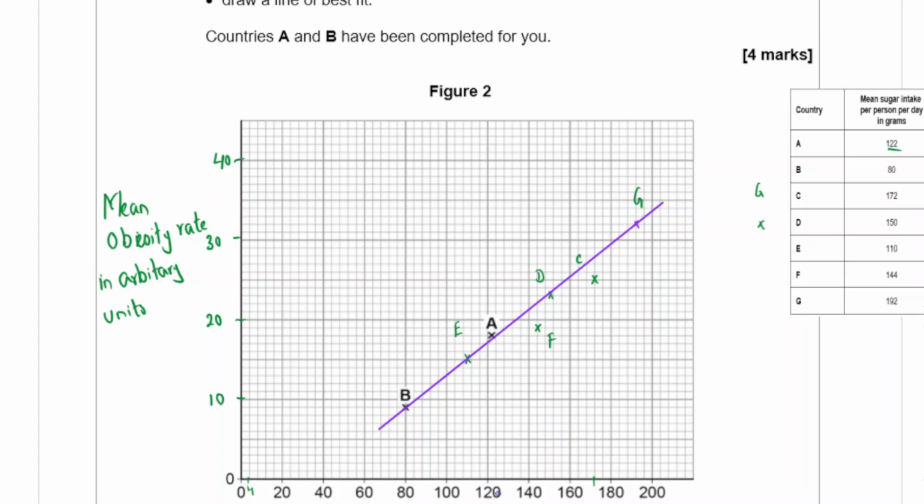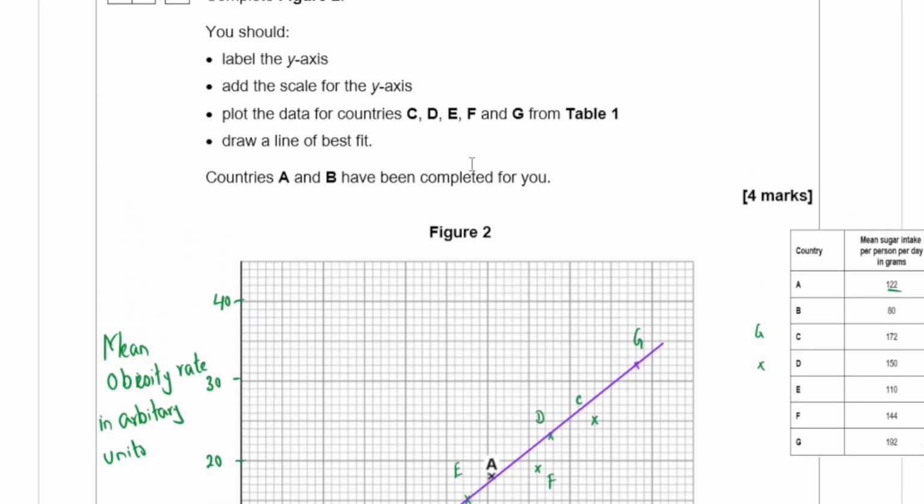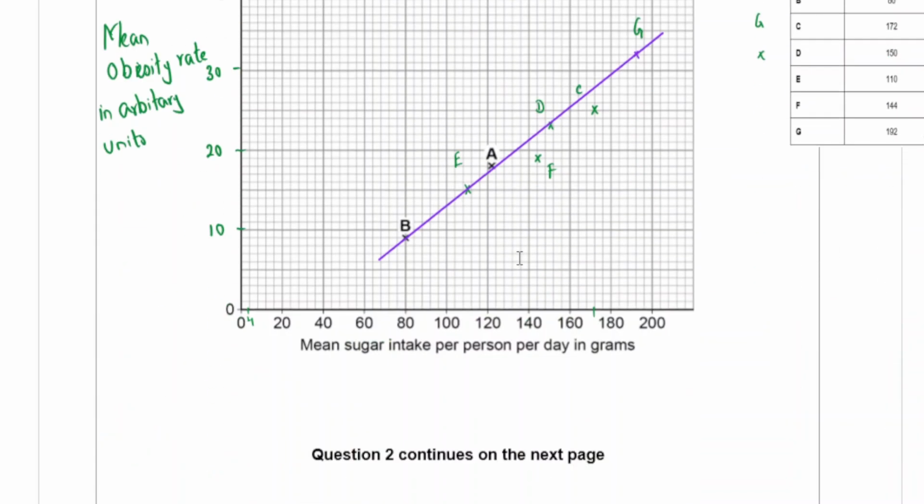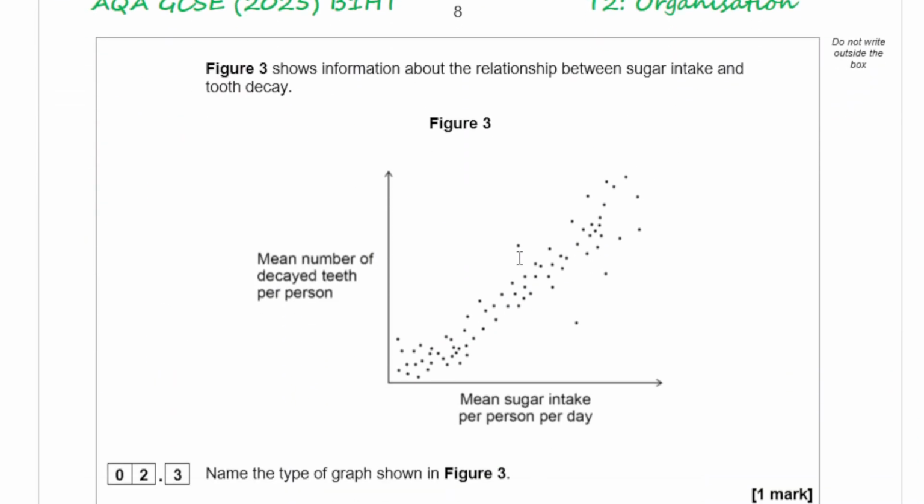Okay, so let's have a look at this. We have labeled the y-axis at the scale. We plotted the data and drawn a line of best fit. Right. Figure 3 shows information about the relationship between sugar intake and tooth decay, which is also similar to what we drew for the amount of sugar intake and obesity rate.